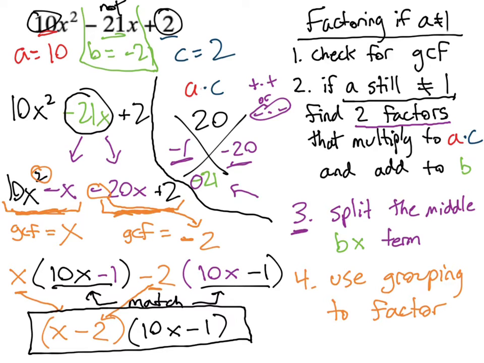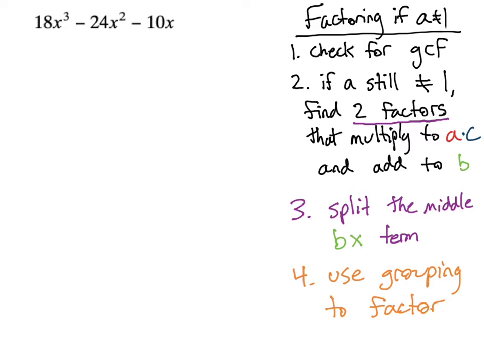Let's look at one more example, factoring a trinomial where a is not equal to 1. So if we start with our first step, let's check and see if there's a common factor that we can divide all of these terms by. Looking at the coefficients, 18, negative 24, and negative 10 are all divisible by 2.